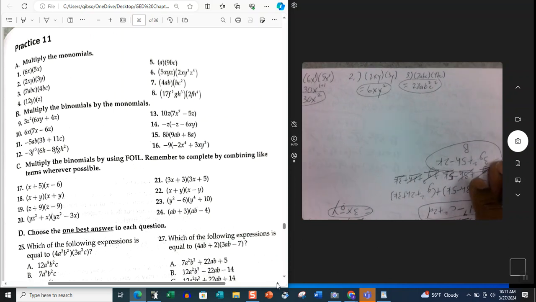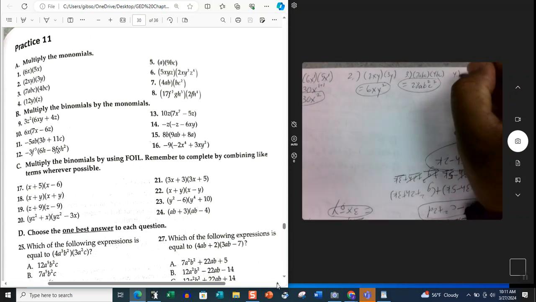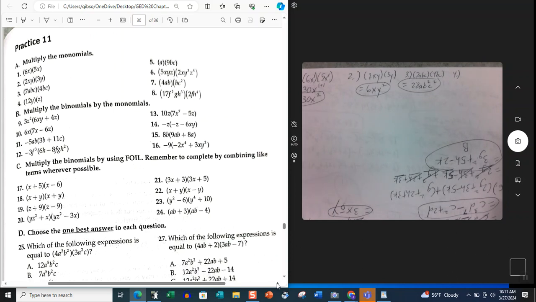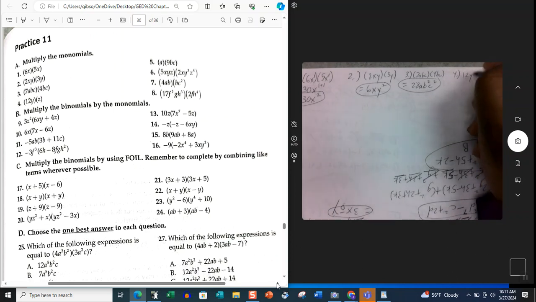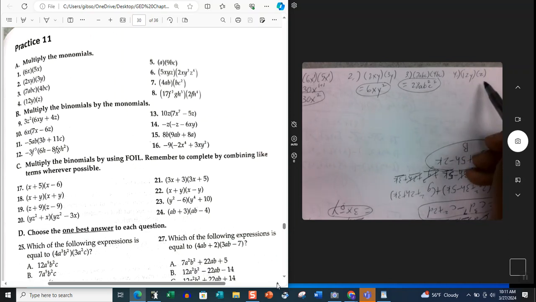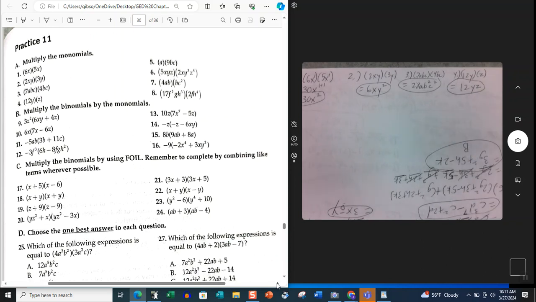Okay, number 4. So number 4, we have 12y times z. Now, remember, whenever you see a variable and there's no number in front or it doesn't look to have a coefficient, we know that coefficient is 1. So that's really 12 times 1, which is 12. And y and z are not like variables, so we just bring them down. So your answer is 12yz.